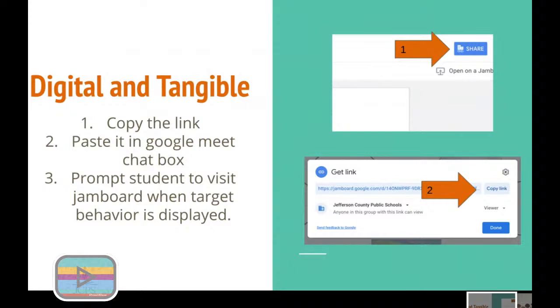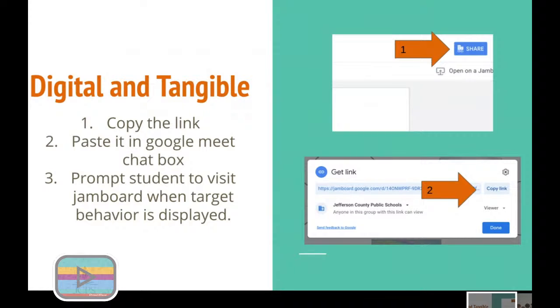And then as you are teaching that student during the Google Meet, you can prompt the student to visit their Jamboard when you observe that target behavior, and they can drag their token down. And because it's a collaborative workspace, you are going to be able to see on your screen that student dragging their token down, and vice versa. If you wanted to drag the token for them to show them that they're doing an amazing job at that target behavior, they're going to be able to see you giving them that token.